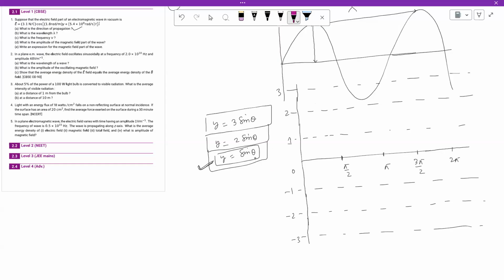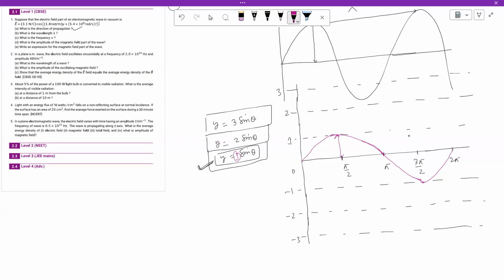Sine 0 is 0, and sine 90 is 1. So at this point, it will go like this. Sine 180 is 0 again, so it will go this way. And then at 3 pi by 2 it is minus 1, so it will come here. And then at 2 pi it is 0. So this is the graph, right? You see that this is the amplitude. Amplitude is 1.